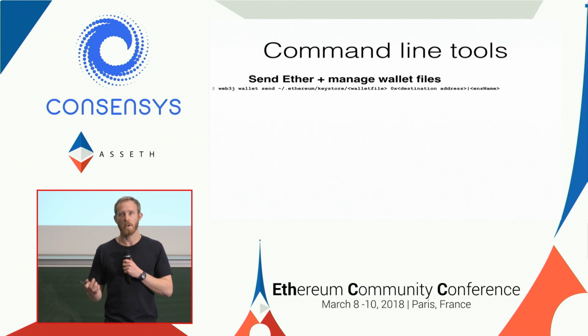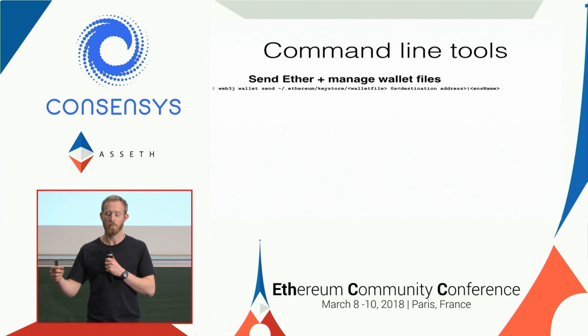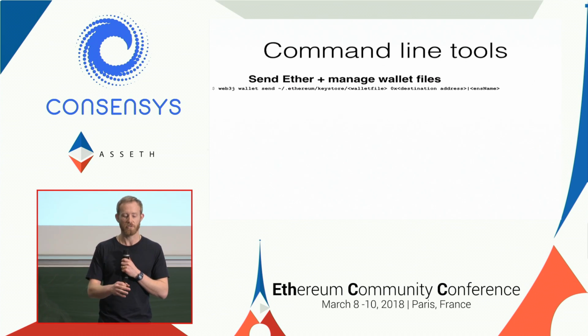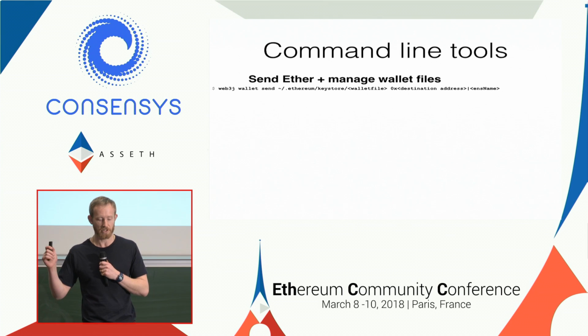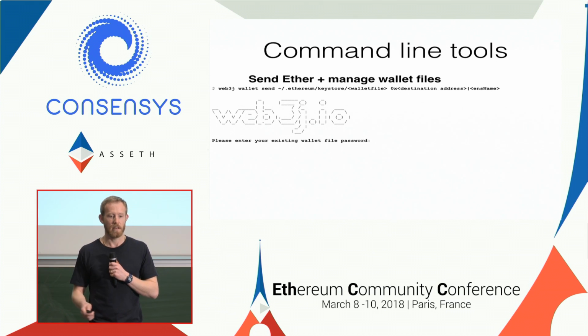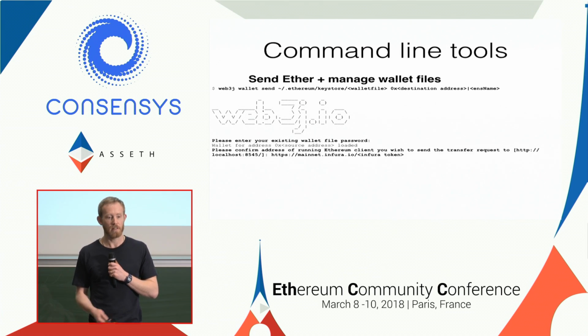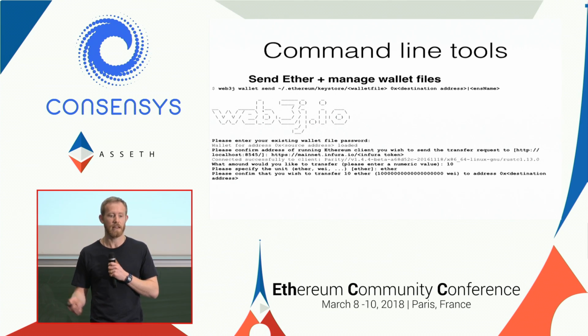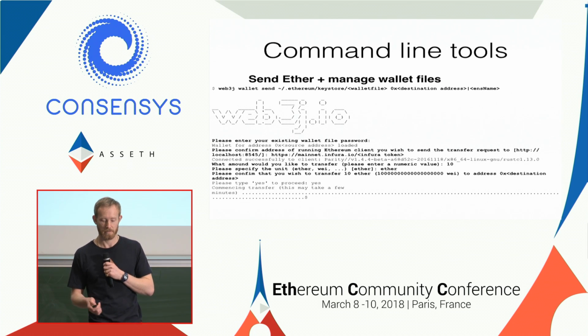So you can just do brew install Web3j, and then if you want to send ether from one wallet address to another address, you just do Web3j wallet send. Then you unlock your wallet file. Then you specify where your node's running that you want to connect to. So you can use Infura, for instance, and then specify how much you want to send, the destination address, and then you confirm it, and then the transaction goes through.